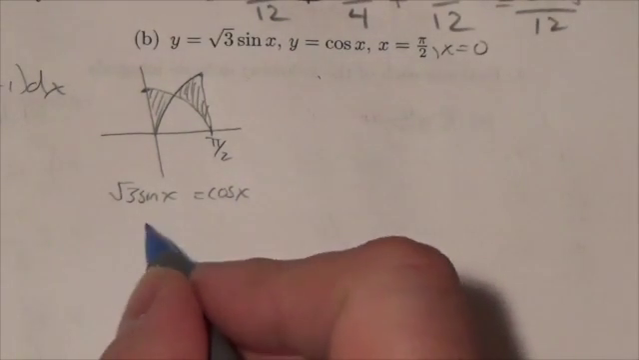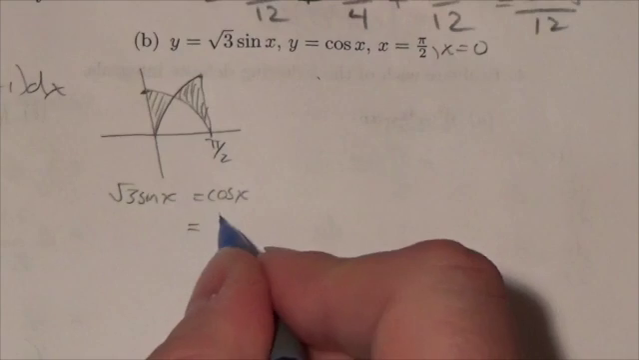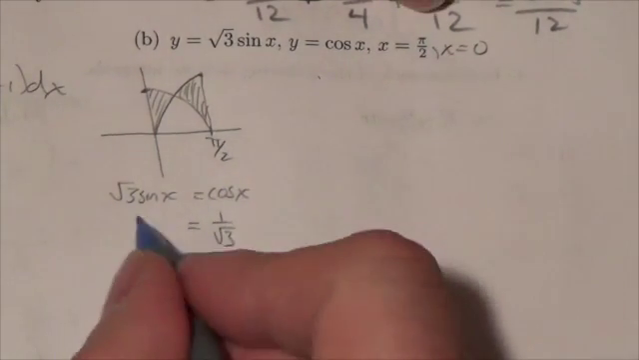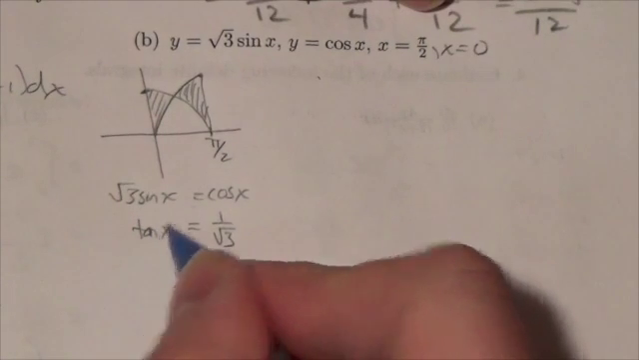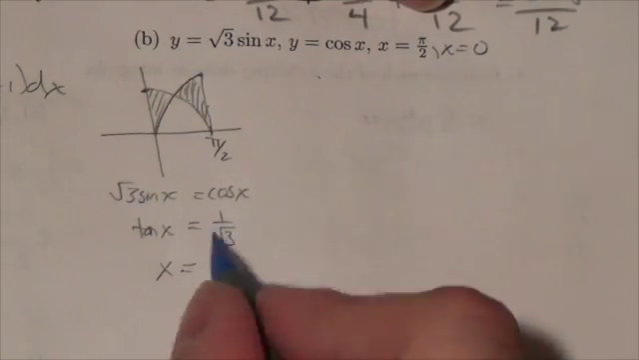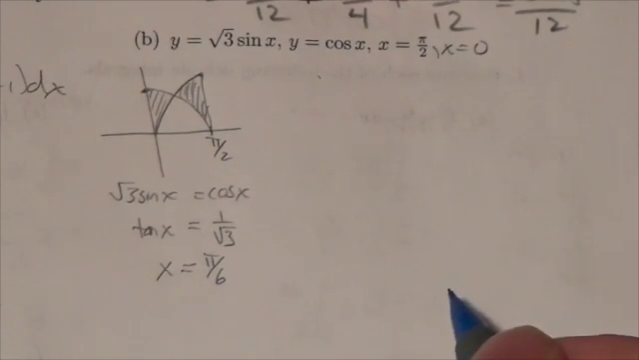So I'm going to divide by cosine, divide by root 3. So I'm going to get 1 over root 3. And when I divide sine by cosine, I'm going to get tangent here. So tangent of x is equal to 1 over root 3. And we know that that occurs at pi over 6.